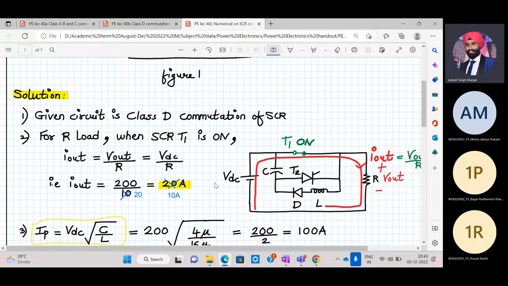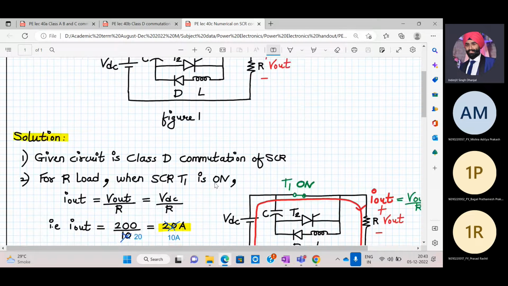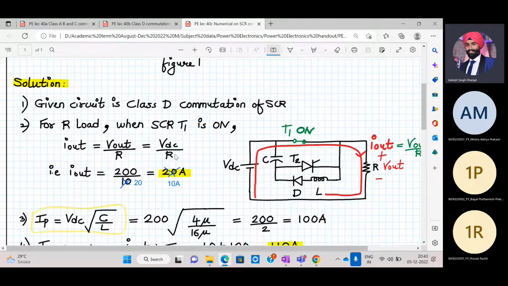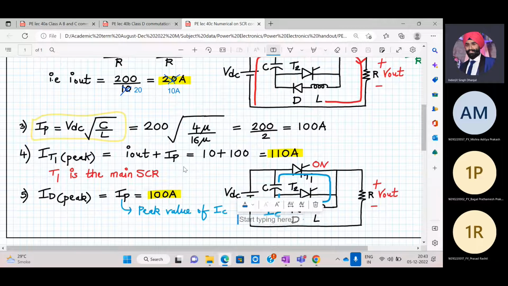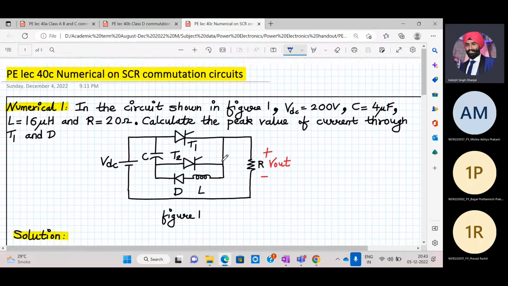Any doubt in this? This is using the formulas which we have done. Even by analyzing the circuit simply, we can determine this, but the IP formula you have to remember. Okay, is this clear? Yes, sir. Numerical number 1 is clear.